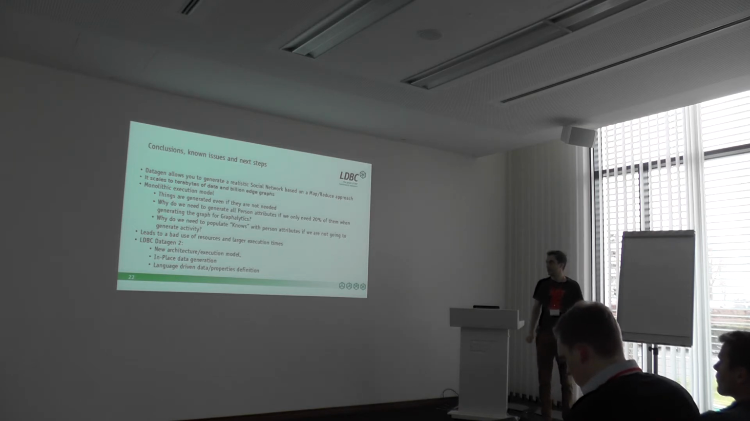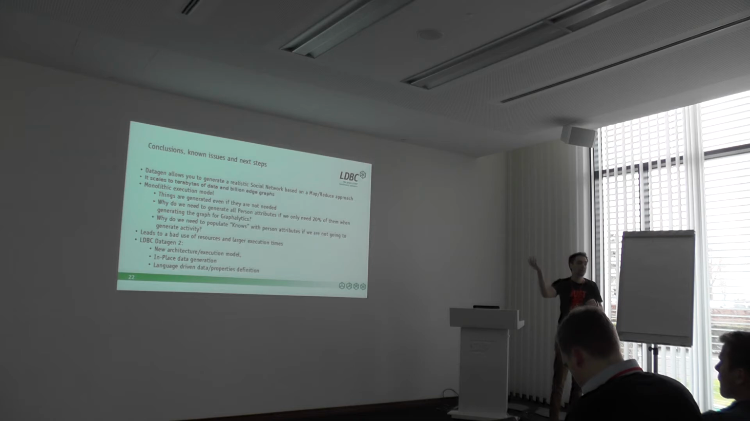In the case of Graphalytics, where we only generate the graph, so far we have been able to generate a 30 billion edge graph, but by putting more machines, we could go even further. The only drawback, I would say, of this generator currently is its monolithic execution model. So things are generated even if they are not needed, because for some workload they need something at a later step that might require this information.